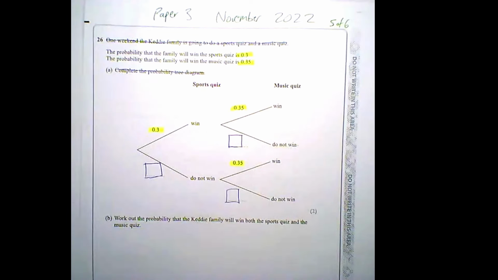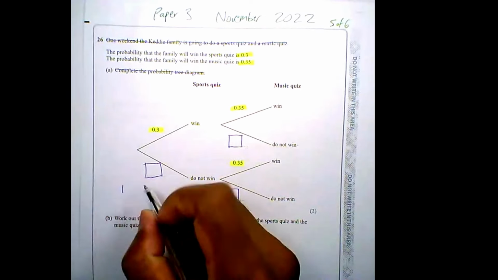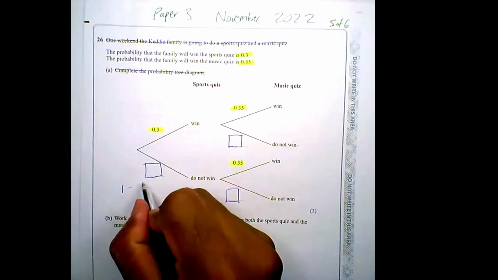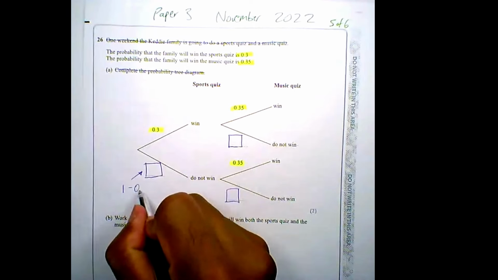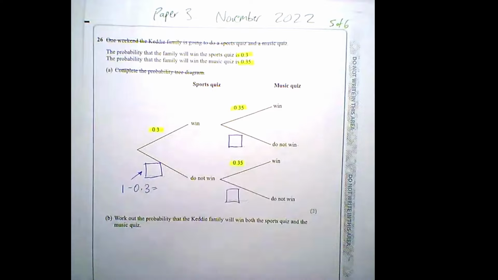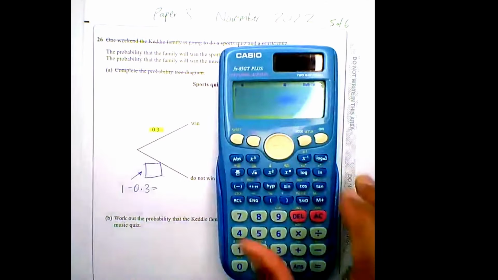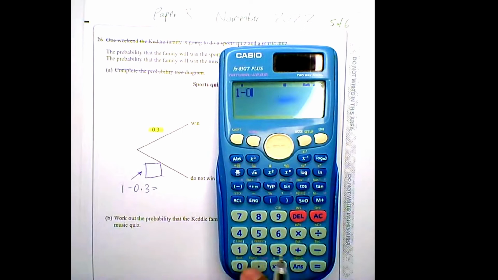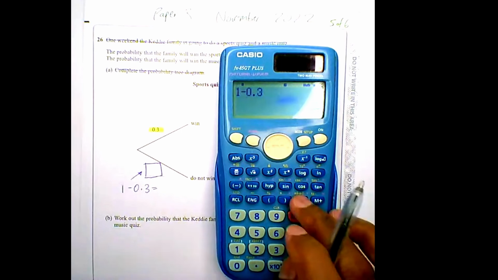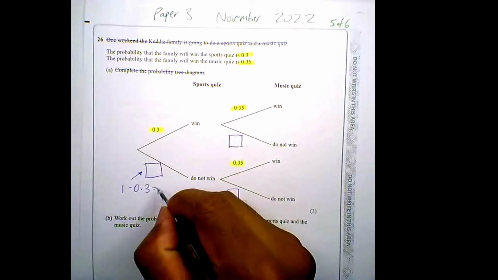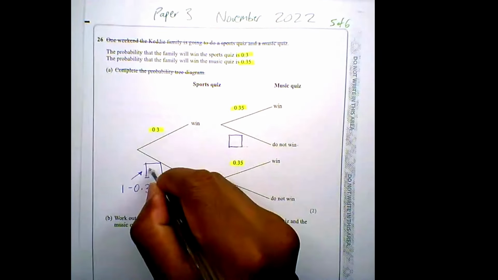So now I just need to remember, what do probabilities add up to? Again, it's the same fact. All probabilities add up to 1. So I do 1 take away 0.3 to work out this box. Again, this is paper 3, so it's a calculator paper. Get your calculator out and do that. Although this calculation doesn't require a calculator. You can do it in your head, which would probably be faster, 0.7.